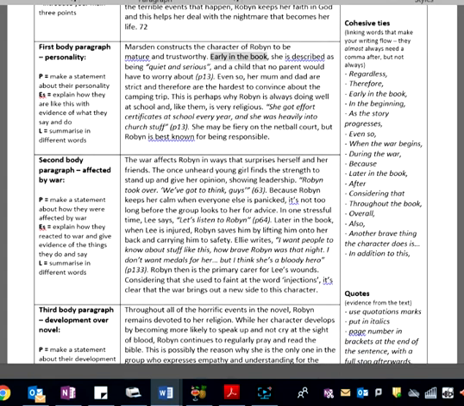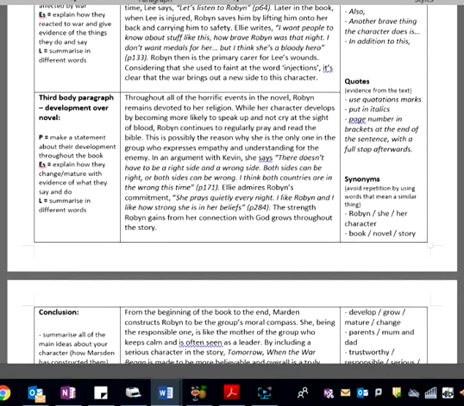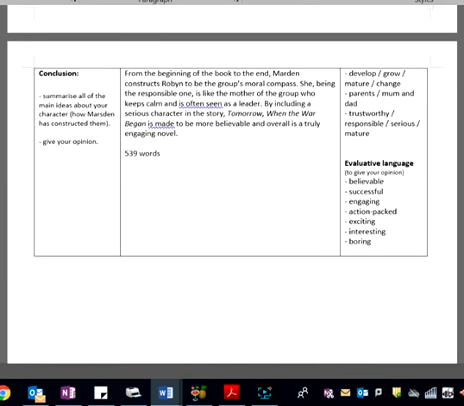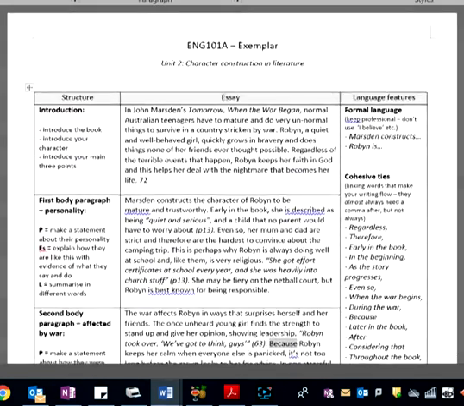Early in the book, even so, because these are cohesive ties or linking words that make my writing flow and make it easy to read. I've used quotes. I haven't said the same word over and over and over again, so I've used synonyms. And finally, I've used evaluative language. That's why this exemplar is an A.